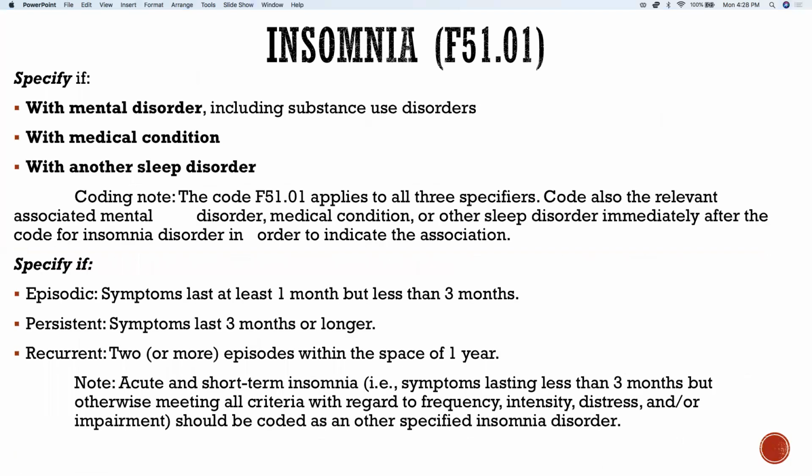Now, we always want to remember the specifiers. So you're going to look at if there's another mental disorder, including substance use disorders, if there's another medical health condition, or another sleep disorder. You also want to specify how often these occur, if it's episodic, persistent, or recurrent.